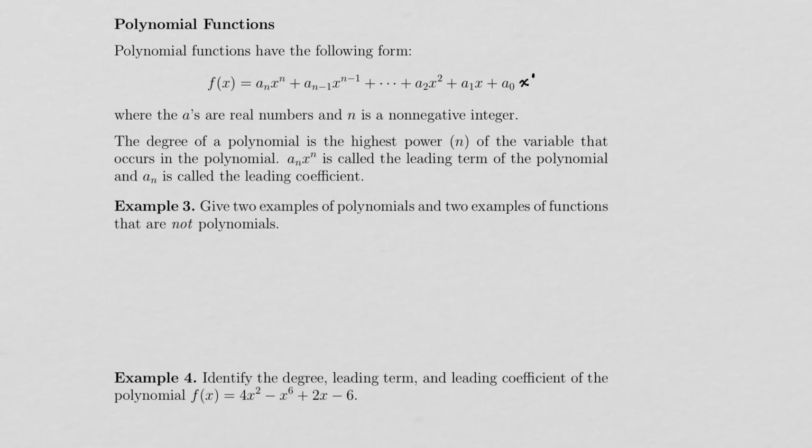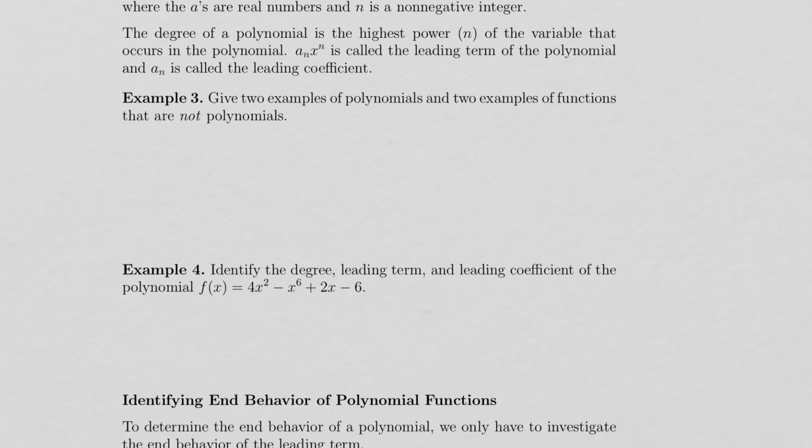Now, the degree of a polynomial is the highest power of the variable that occurs in the polynomial. So it would be whatever the n is, like the highest degree would be the degree of the polynomial. This a sub n x to the n is called the leading term, and the a sub n is the leading coefficient of the polynomial. Okay? So first of all, before we start doing questions on this, let me give you some examples of things that are polynomials and aren't polynomials.